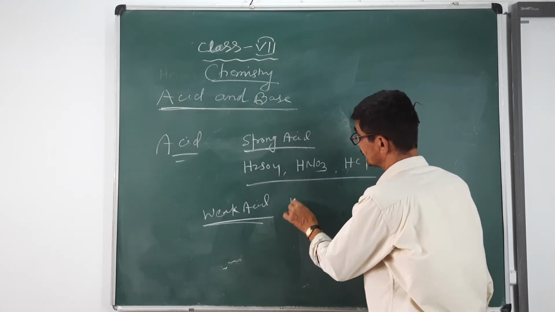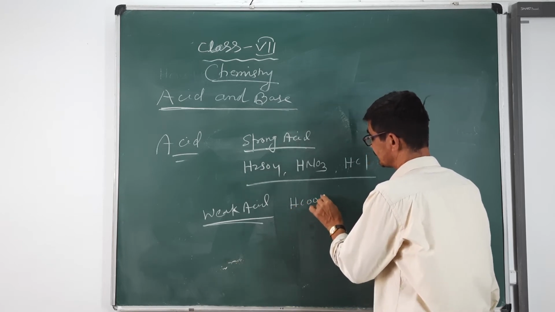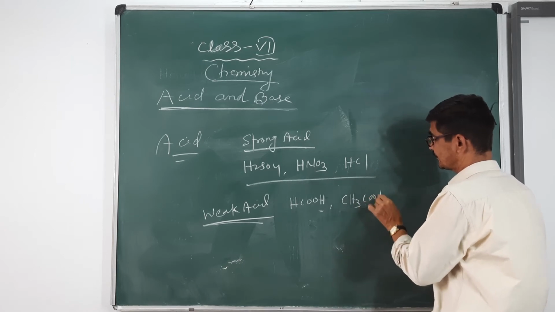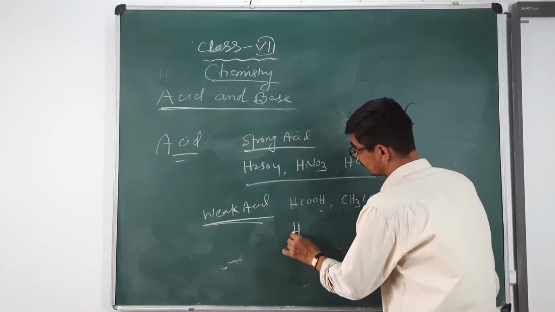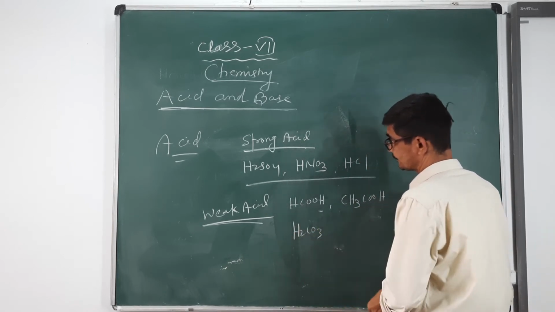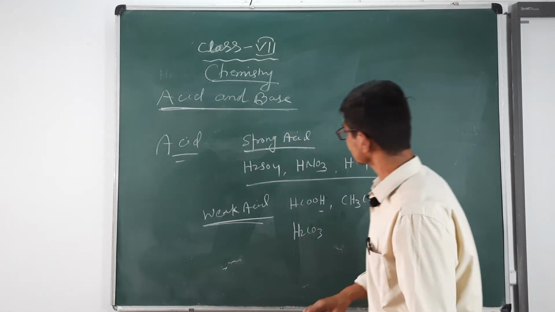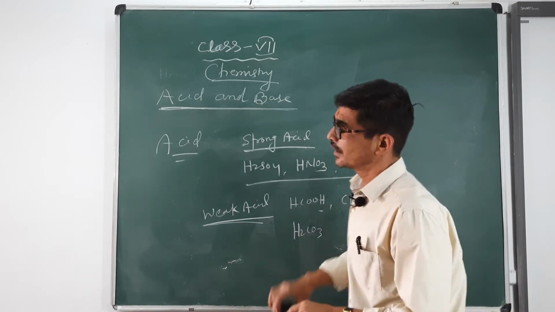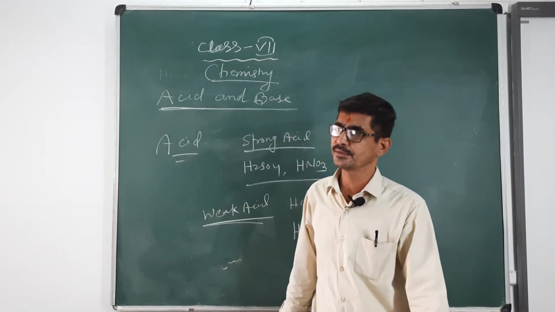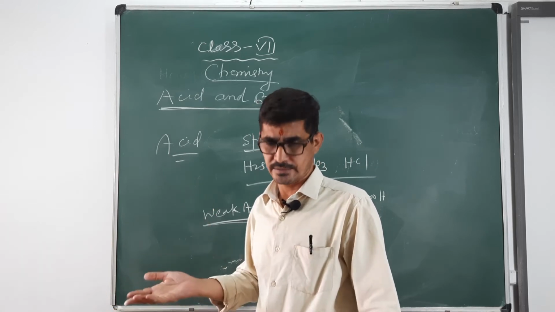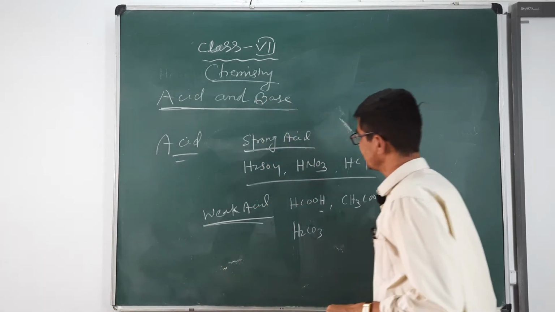For example, formic acid is an organic acid, it is a weak acid. Acetic acid is an organic acid, it is a weak acid. Carbonic acid is a weak acid. These are weak acids. But the question here is, how can you identify strong acids and weak acids without doing a practical? I am just going to explain.